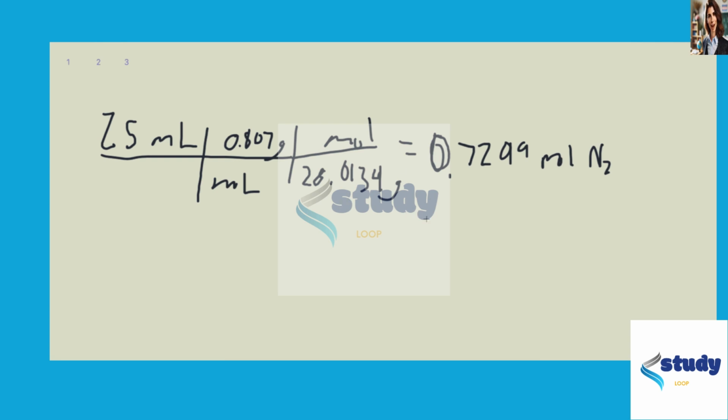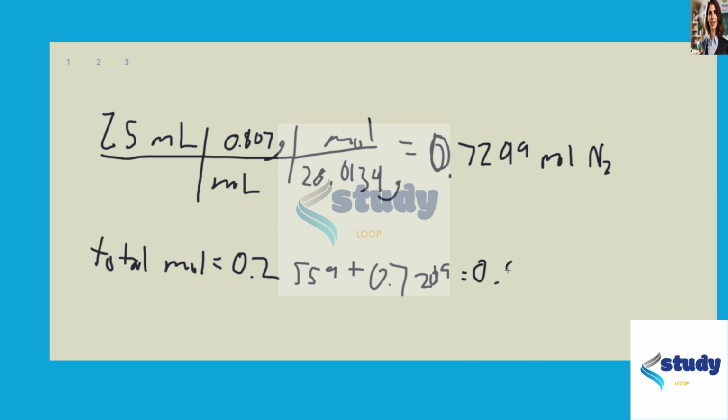And so now that we have moles of nitrogen and moles of air, we can get our total moles, which is our moles of air, 0.2559, plus our moles of nitrogen, 0.72019. And this gives us 0.9761 moles total. Now that we have our total moles, we can find our new pressure. And with the new pressure, we can find the force.